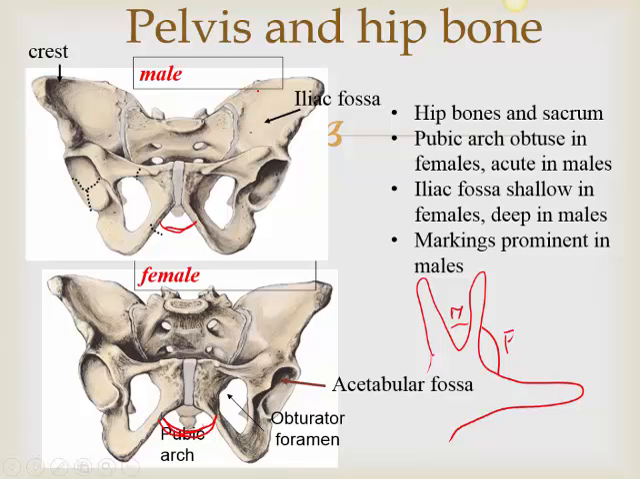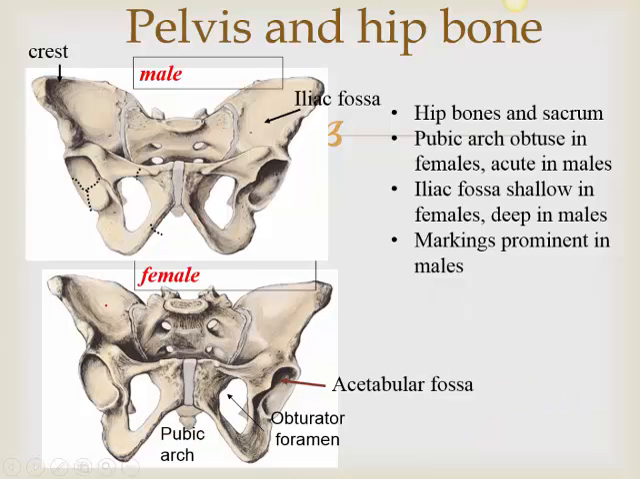Plus in males, this region which is called the iliac fossa is much deeper because these ends of the bone are more turned in, which is why they have narrower hips. In women, this iliac fossa is much shallower. There are other differences that I have for you in your notes, so take a look at it. The most important difference by just looking at the two pelvises is this pubic arch.